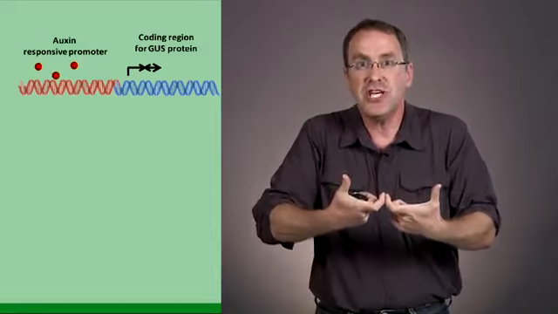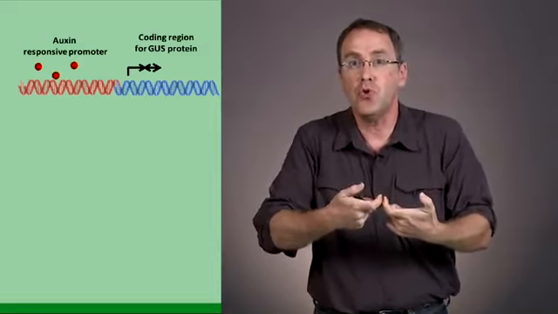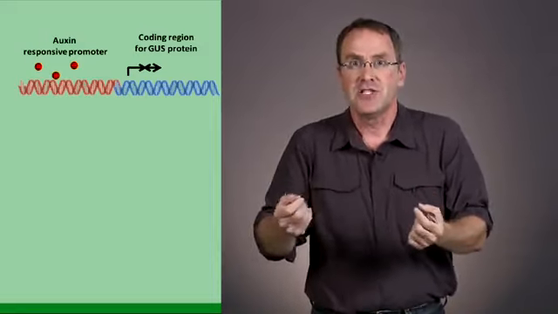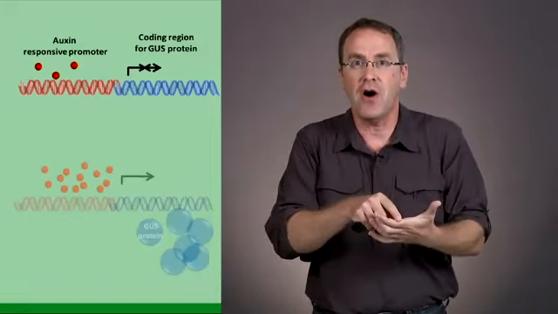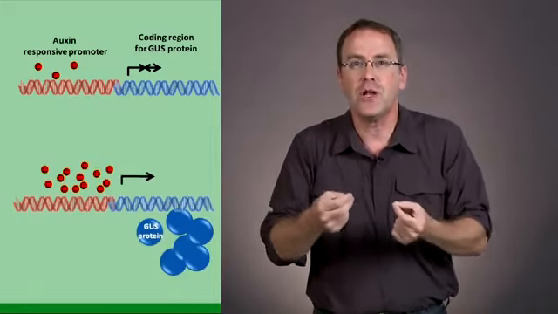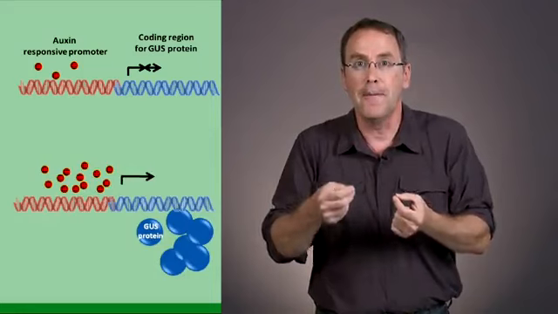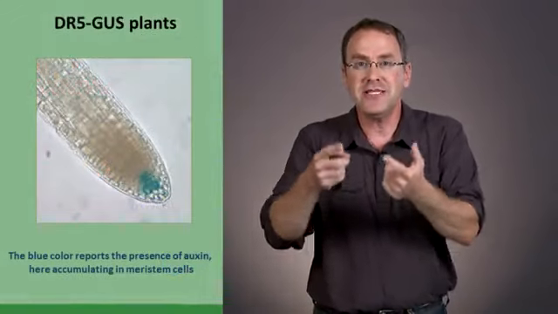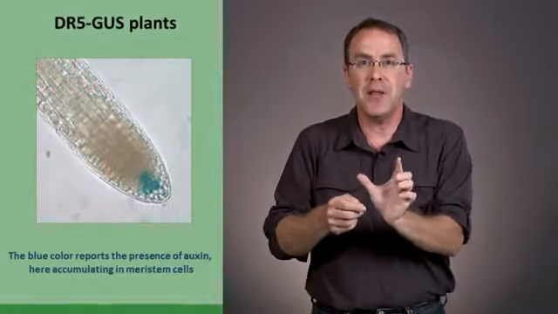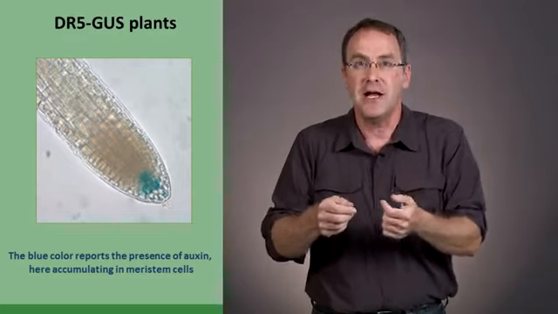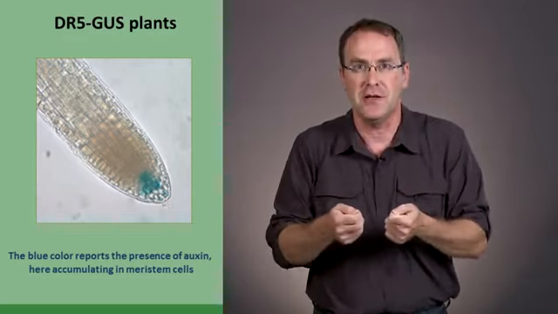It's attached to a gene called GUS, which causes a blue color to be formed, such that wherever there's a high concentration of auxin, I can visualize through a microscope a blue color in the roots. And you can see that here in this picture. This is a plant, a transgenic plant, that has this new reporter gene.